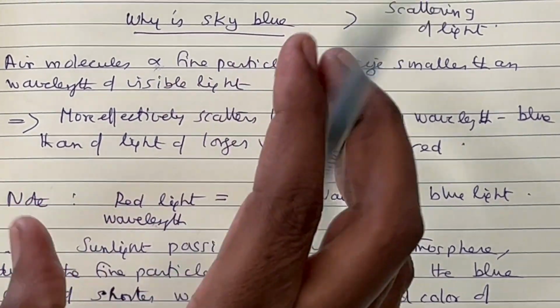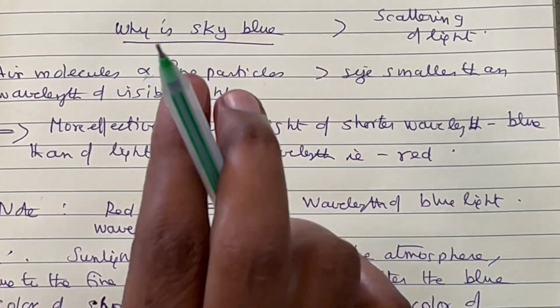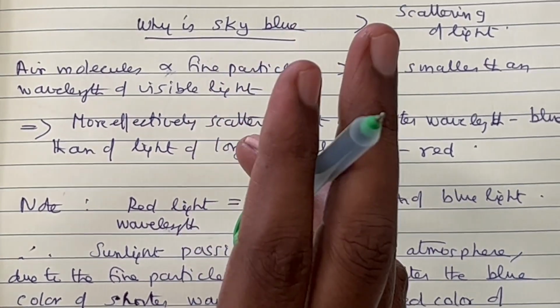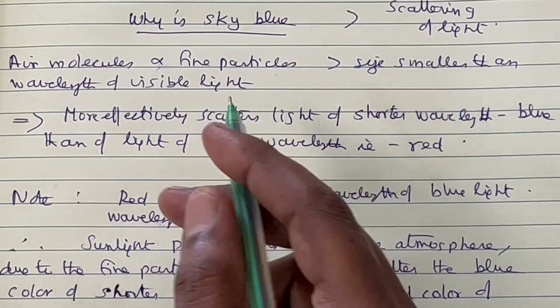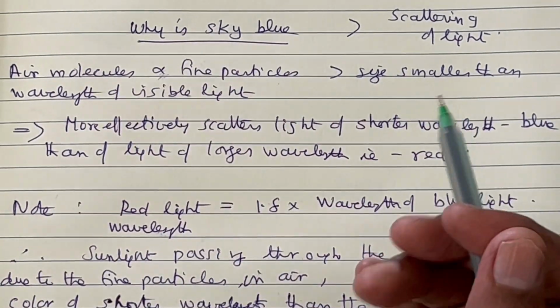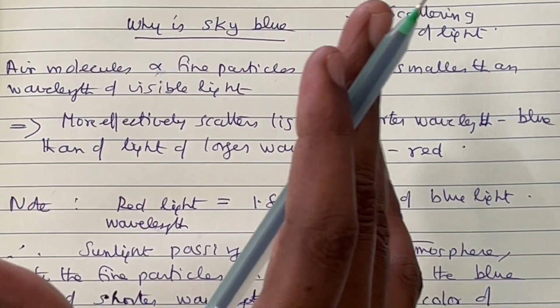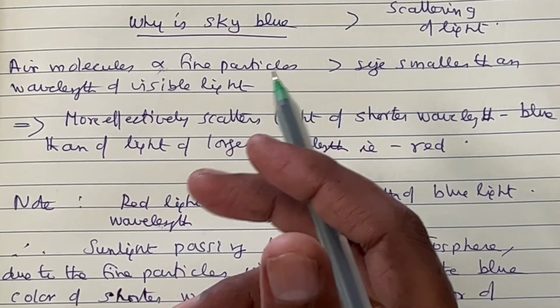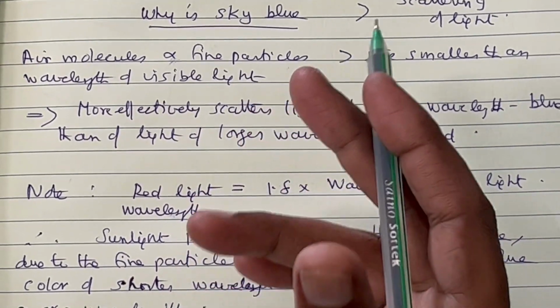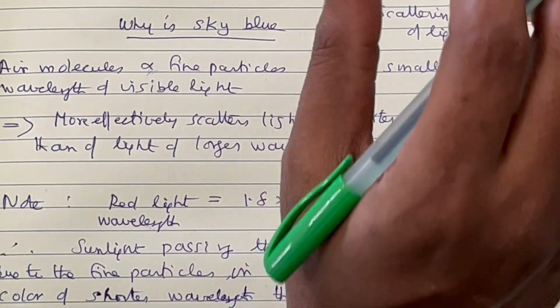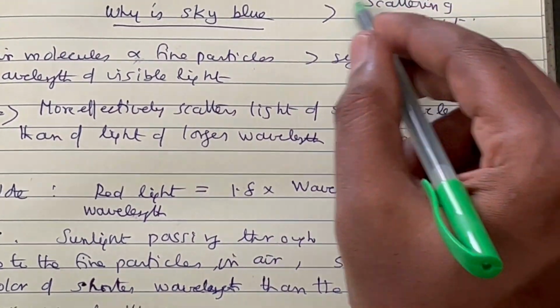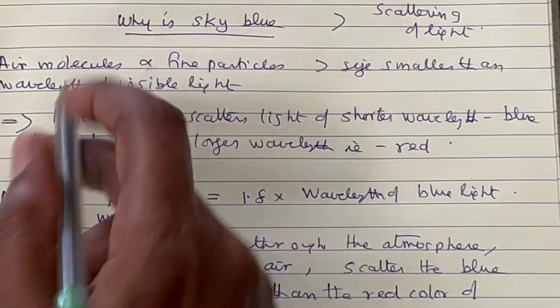Welcome students to the last section of this 10th chapter of the CBSE science portions for the 10th grade. We are looking at one of the beautiful effects we see when we stand outside: the sky looks blue. What's the reason for it? The basic reason is the scattering of light. Let's see how it happens.